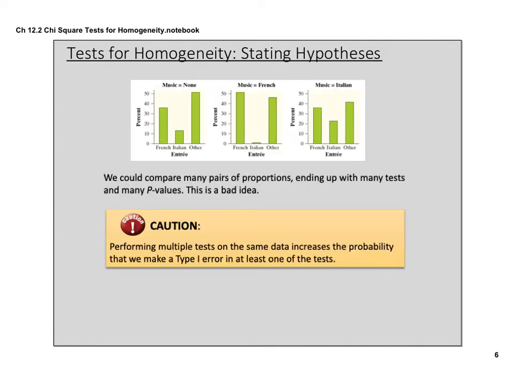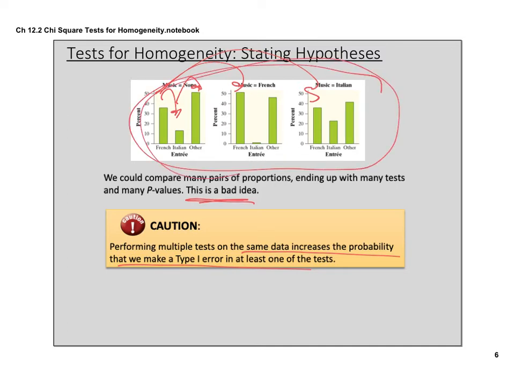So we can compare many pairs of the proportions, ending up with many tests and many p-values, but this is a bad idea. So what we do instead is we perform a test of homogeneity. So it says performing multiple tests on the same data increases the probability that we make a type 1 error in at least one of the tests. So if we were going to test this versus that, or this versus that, that's just a lot of tests going on. We don't want to do that. So when we use a chi-square test for homogeneity, we kind of look at the whole big picture all together.